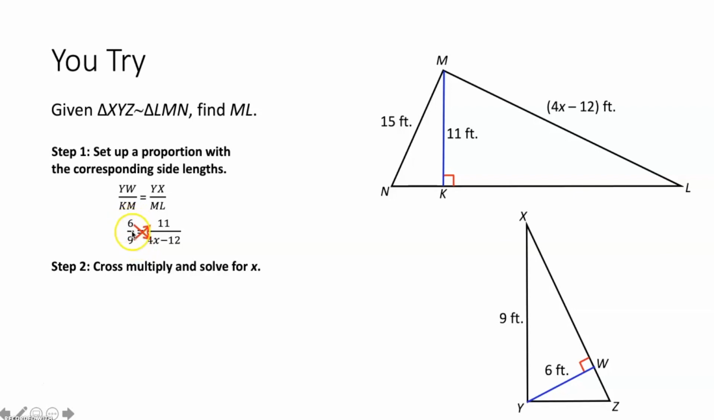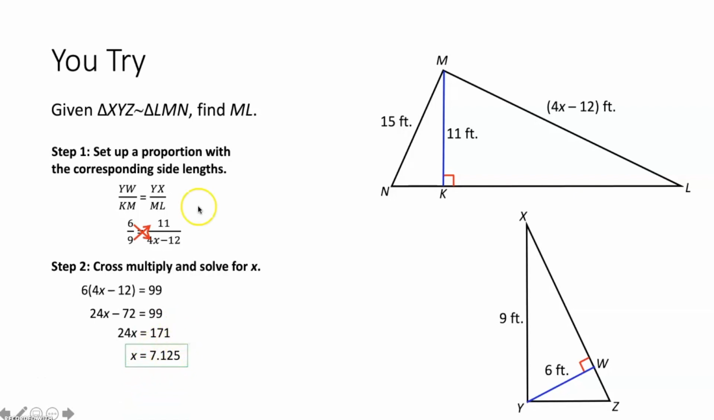So we're going to multiply 6 times the quantity 4x minus 12 and 9 times 11. Now 9 times 11 is just 99, but 6 times the quantity 4x minus 12, we have to distribute the 6 to the 4x and to the negative 12. Now we can solve for x by adding 72 to both sides, dividing both sides by 24, and we get x is equal to 7.125.